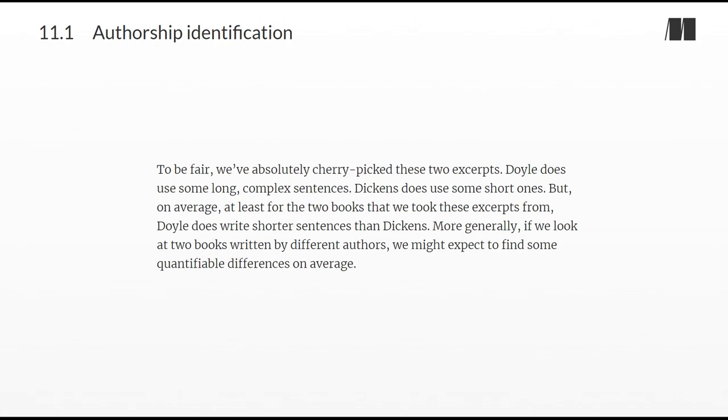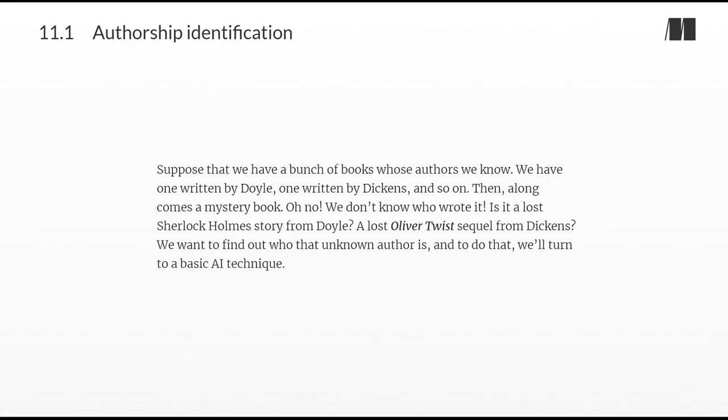More generally, if we look at two books written by different authors, we might expect to find some quantifiable differences on average. Suppose that we have a bunch of books whose authors we know. We have one written by Doyle, one written by Dickens, and so on. Then, along comes a mystery book. Oh no, we don't know who wrote it. Is it a lost Sherlock Holmes story from Doyle? A lost Oliver Twist sequel from Dickens? We want to find out who that unknown author is, and to do that, we'll turn to a basic AI technique.